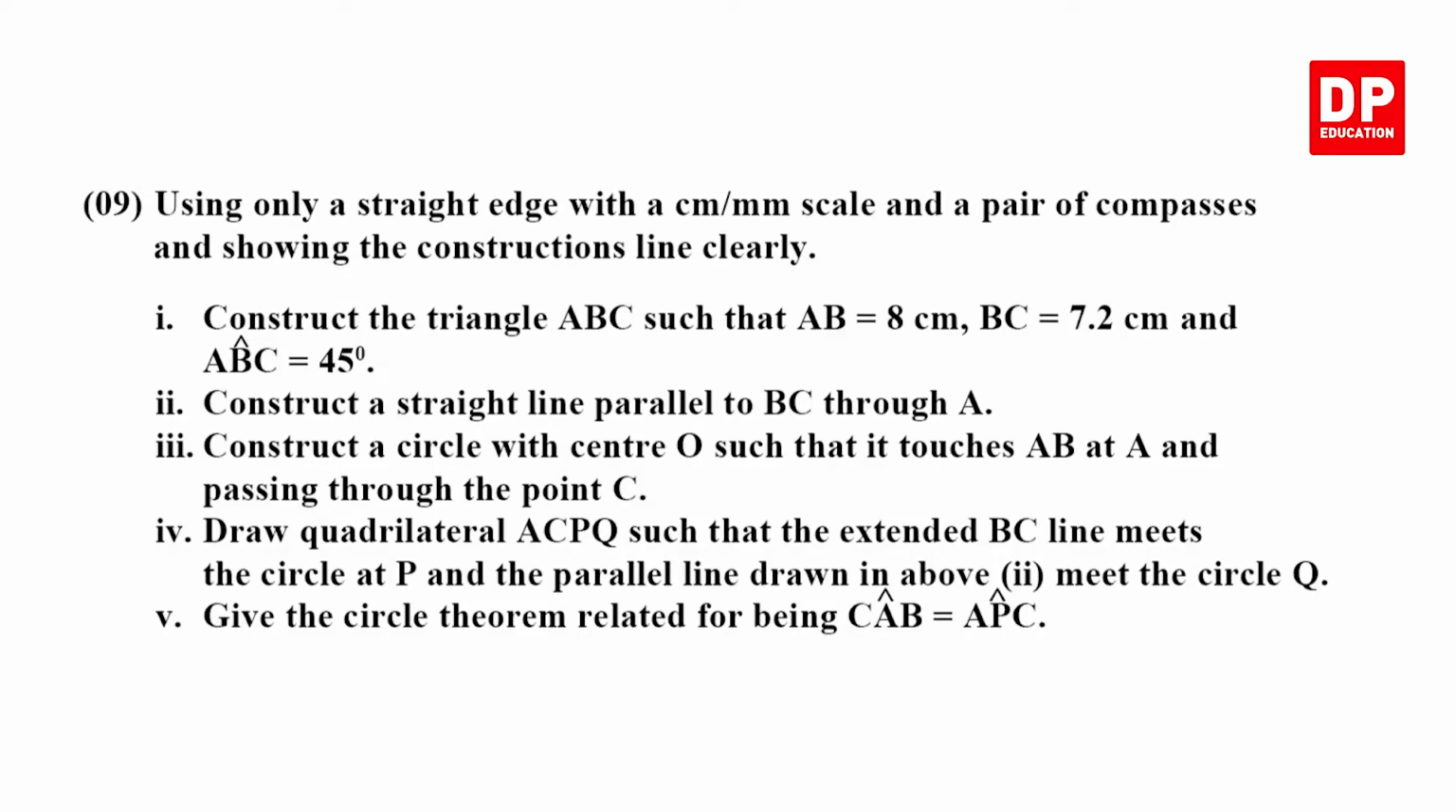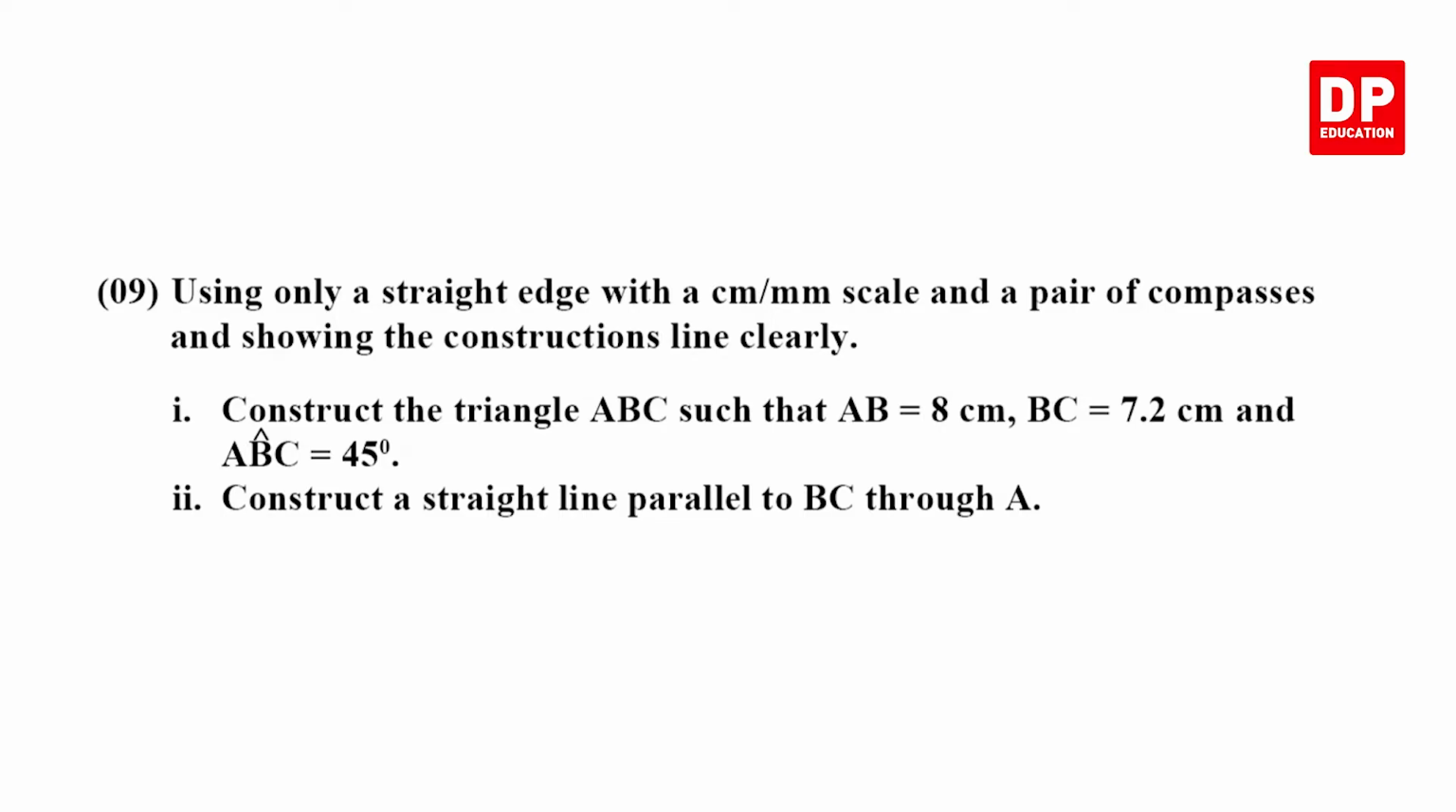Now you can try question number 9. That's construction. So we'll do it step by step. Using only a straight edge with centimeter or millimeter scale and a pair of compasses and showing the construction lines clearly, construct the triangle ABC such that AB equals 8, BC equals 7.2 and angle ABC is 45 degrees. Then construct a straight line parallel to BC through A.